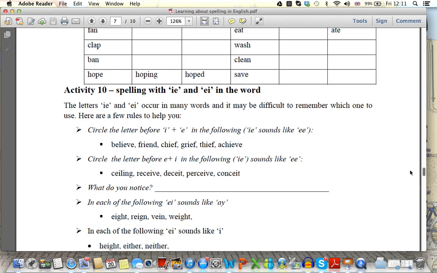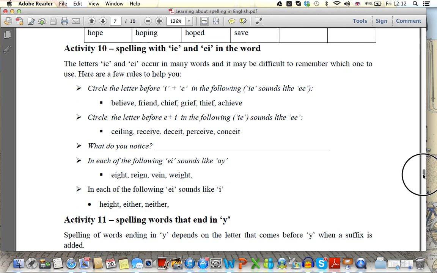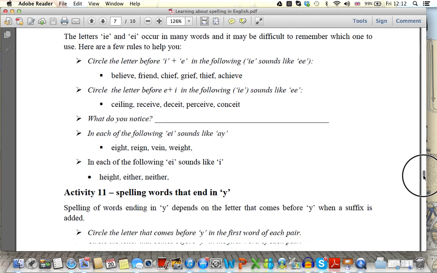Now, again, vowel sounds are really the problematic area in English spelling. So we have IE and EI, and they may sound exactly the same. So believe. We have E sound. Then we have friend, which is like an S sound. We have chief, grief, thief, and achieve. Really, there is only one way to overcome the problem with these, which is to learn the spelling of the words and go through the various activities here, pronounce them, and learn the spelling.